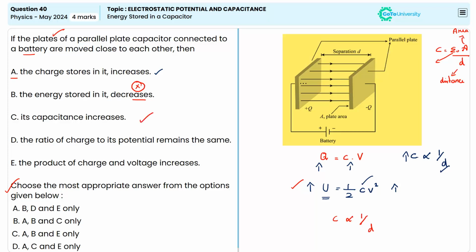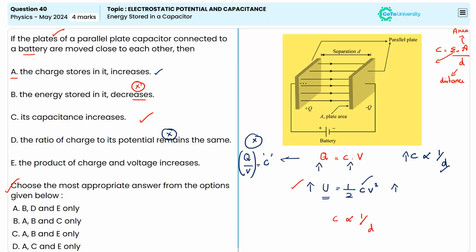Let us check statement D. It's given that the ratio of charge to its potential remains the same. The ratio of charge and voltage is nothing but the capacitance. Since the capacitance increases when the plates are moving closer, the Q over V ratio will not remain the same. So we can say this statement is also wrong.